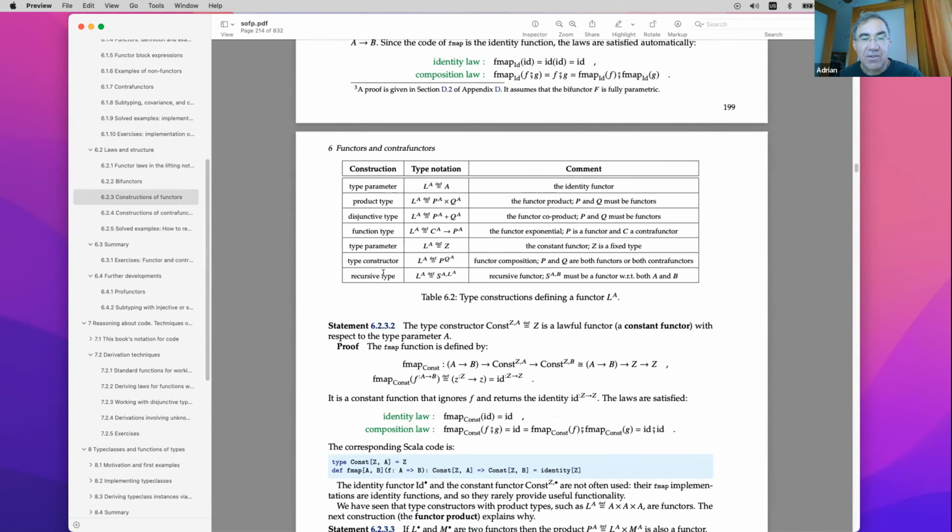Yeah, that's sort of the summary of most of this chapter. And yes, that is a cool table to see. And then there's recursive types, which are a bit harder. Well, the recursive types are pretty important because they are things like lists and trees, and we use recursive types all the time.